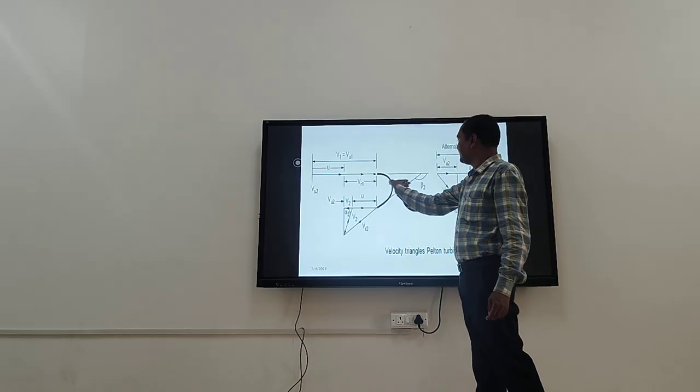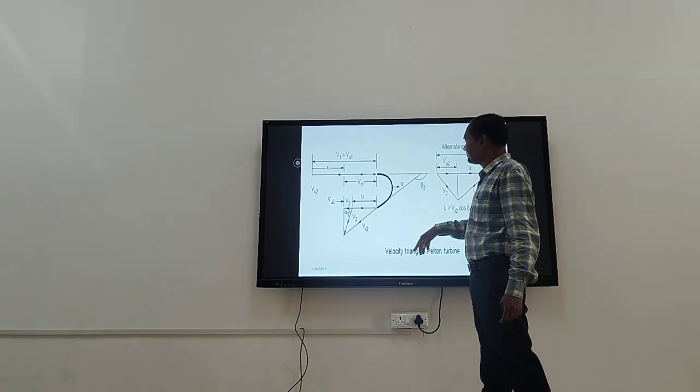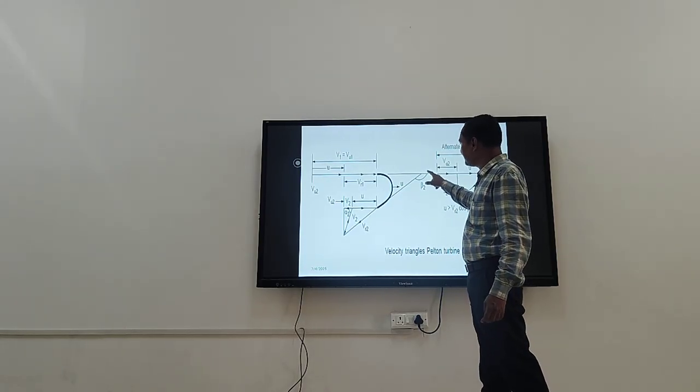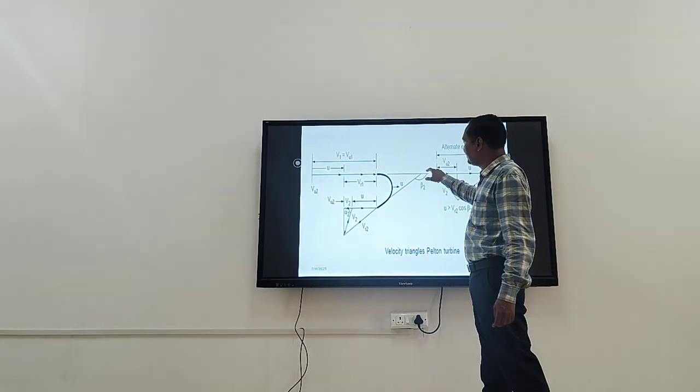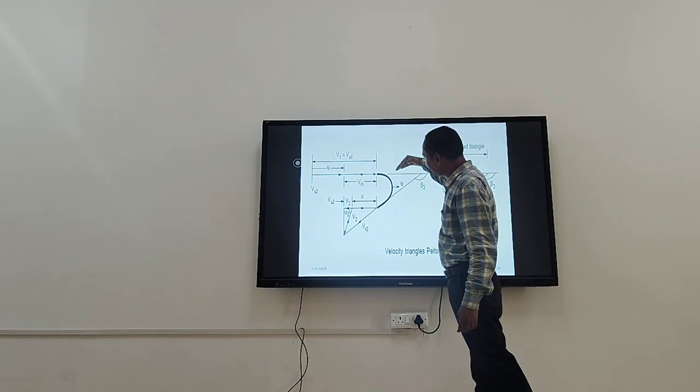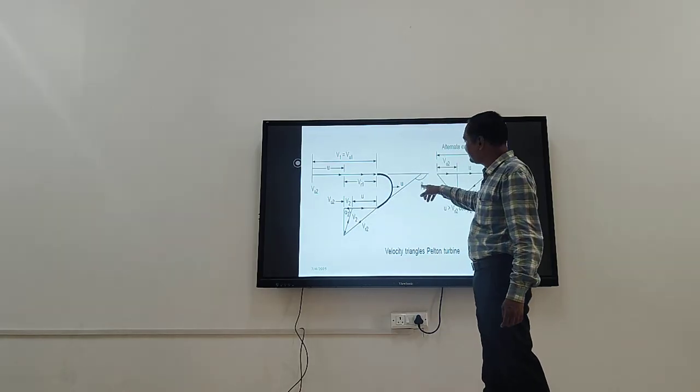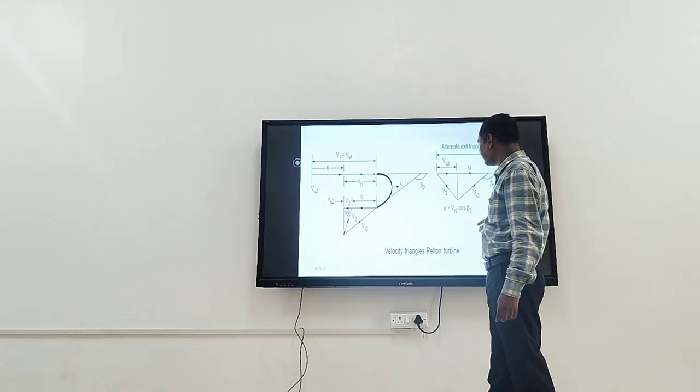This is your tangential velocity U of the runner, and this is your beta angle. This is your deflection angle. Water is getting deflected by beta.